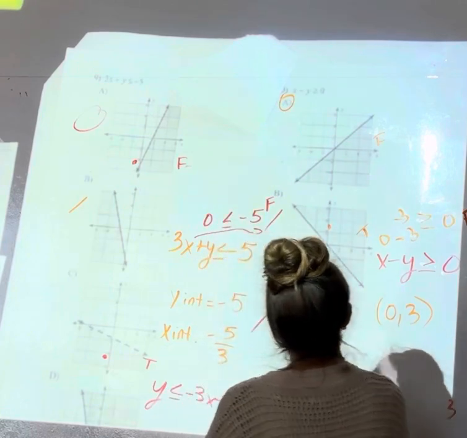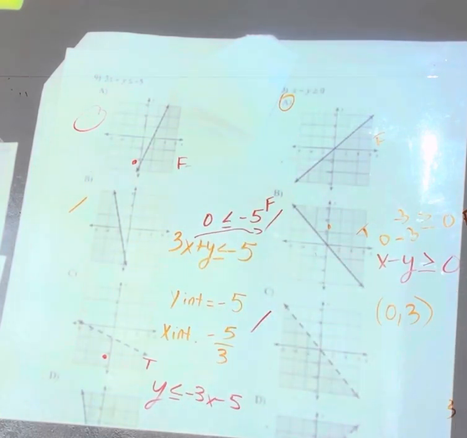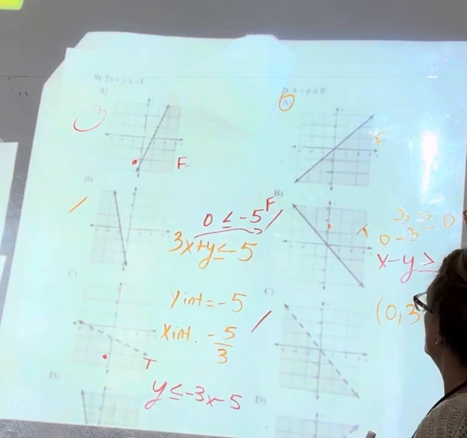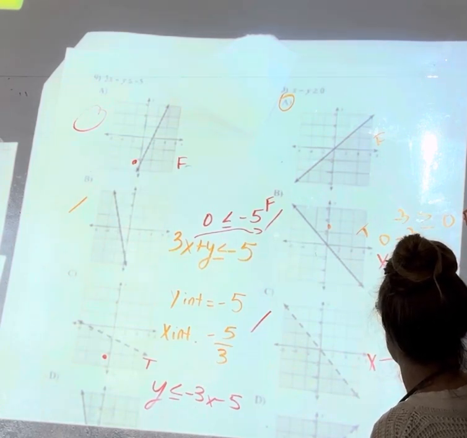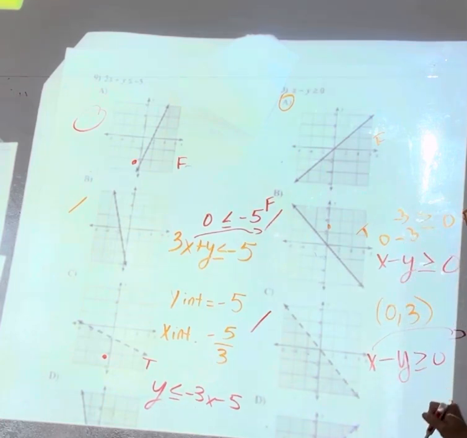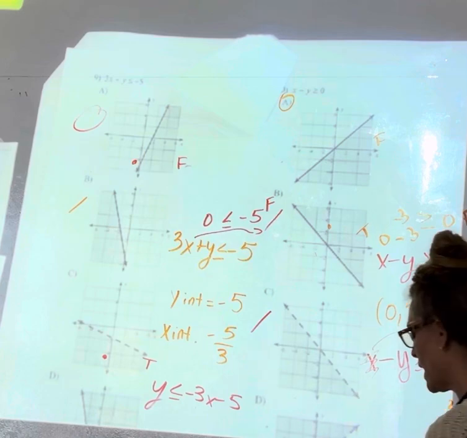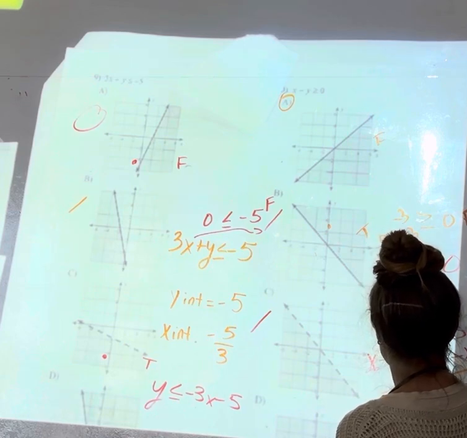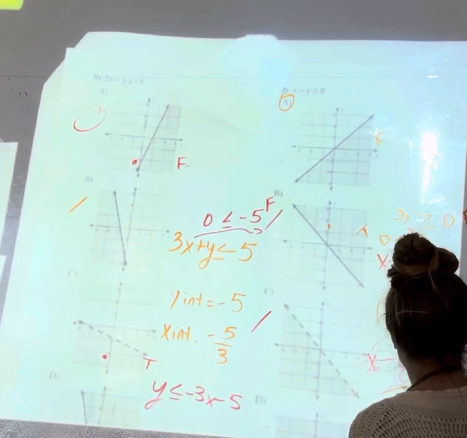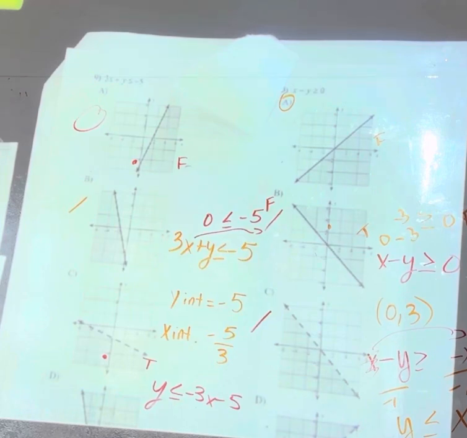So what happened to it? It's a greater than, but we shaded below. Why? So you have x minus y is greater than or equal to 0. When you move the x over, it turns negative again, right? And then we have to divide by negative 1. What happens when we divide by a negative? What do you have to do to the inequality? Flip it. Very good. So y is less than or equal to positive x.